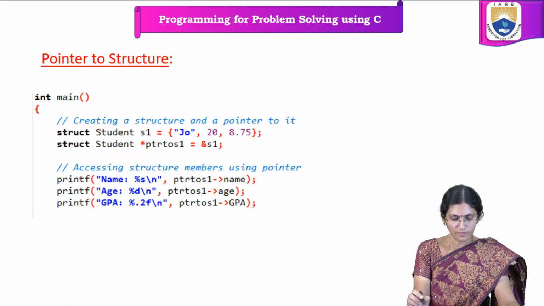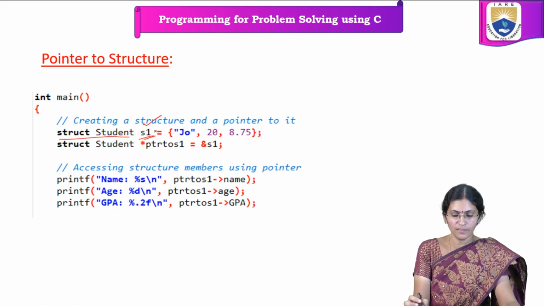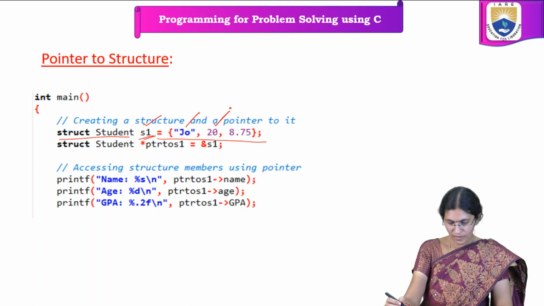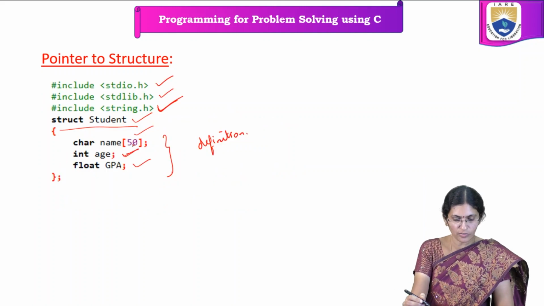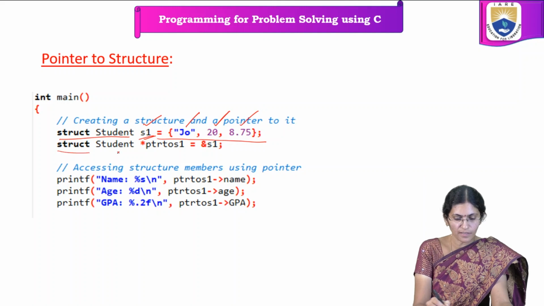In the int main function, we have created variables of the type struct student. The first one is a normal variable s1, which we have initialized with values. The first is the name, the second member of this structure is age, an integer value, and the third member is a float value, 8.75. In the next line, we have declared a pointer variable ptr to s1. It contains the address of s1, which belongs to the type struct student.